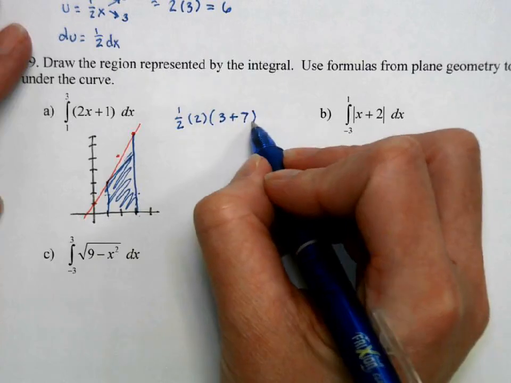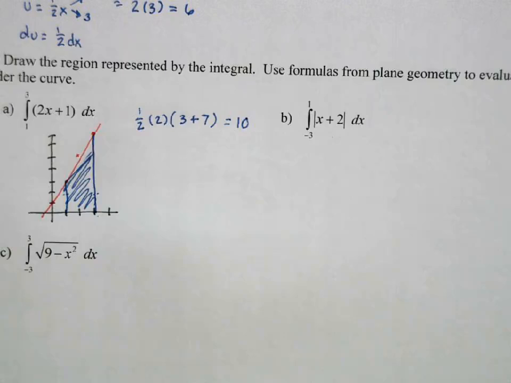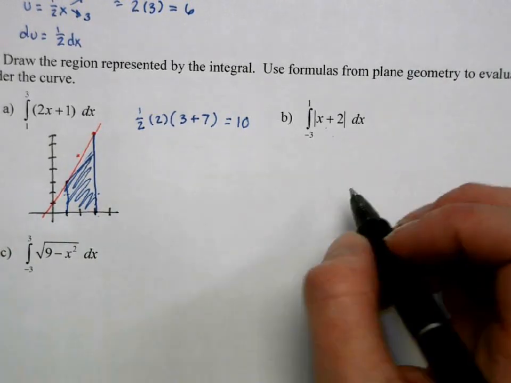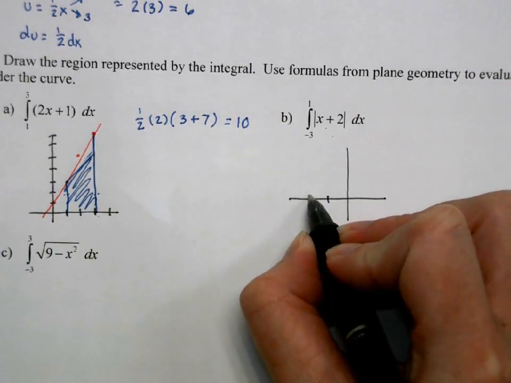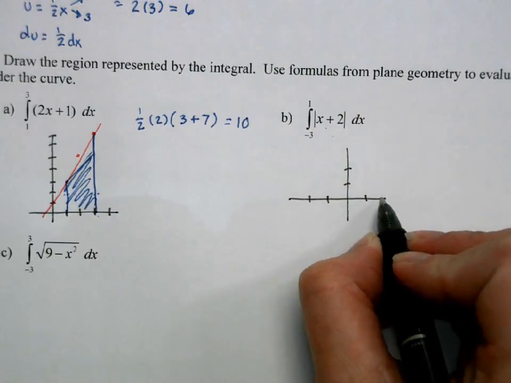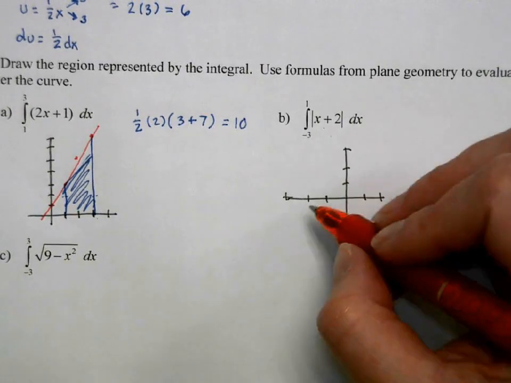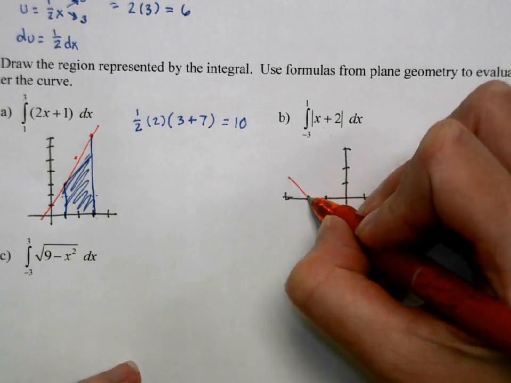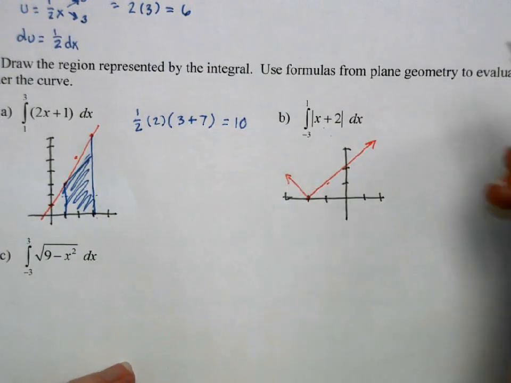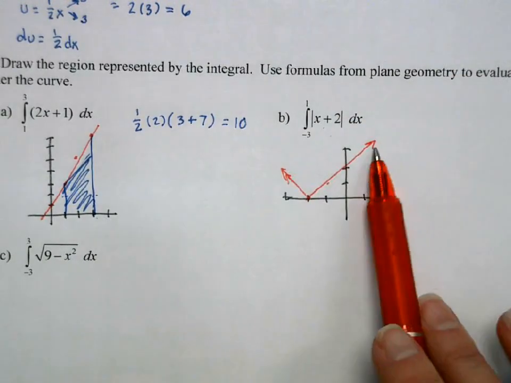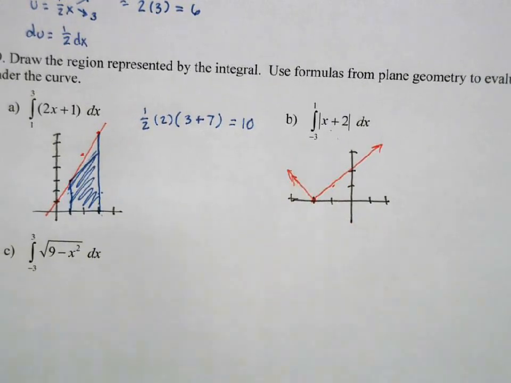Okay, absolute value we know is our v. If it's a plus 2, it's going to be moved to the left 2. So left 2, my v starts here. Another way to think about this graph is if I took the line x plus 2 and then made it absolute value, so anything that would go below the x-axis gets bounced up. But we're integrating here from -3 to +1.